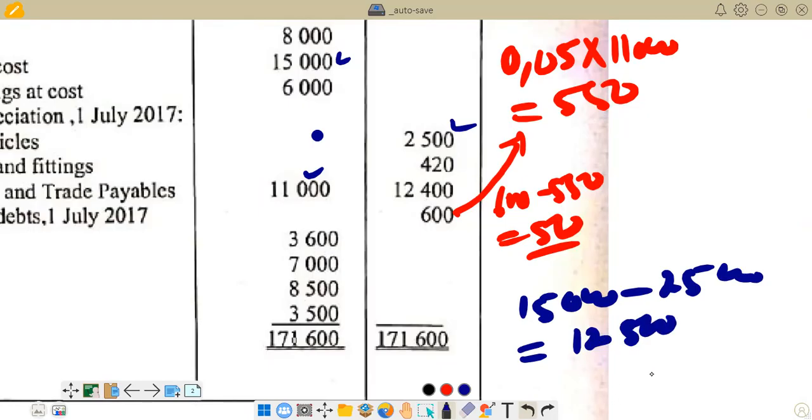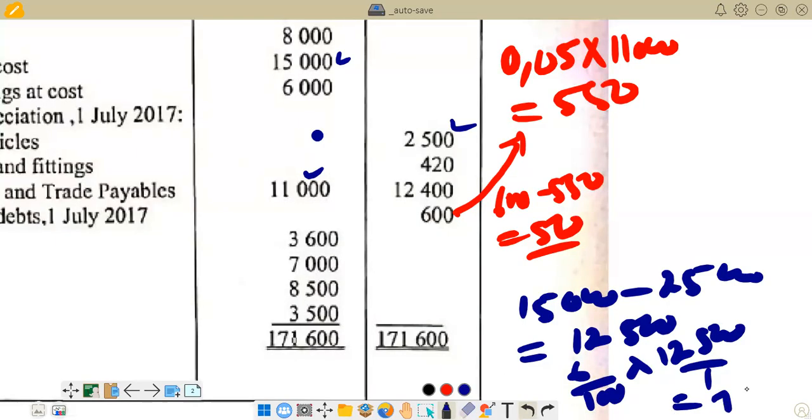So we now say 6%, which is 6 over 100, or 0.06 times 12,500 over 1 to get the depreciation. If you do that, you get 750. So here you get 750. That's what we have in terms of depreciation of motor vehicle. We can summarize the last working on the workings part.